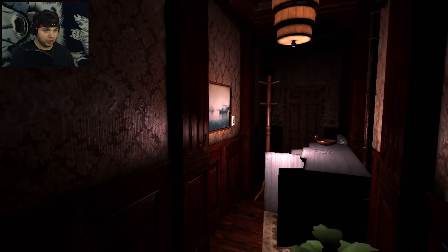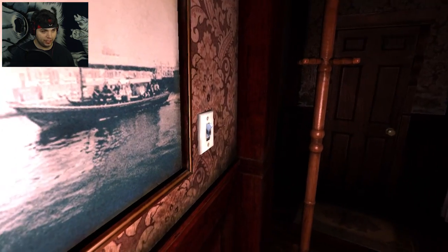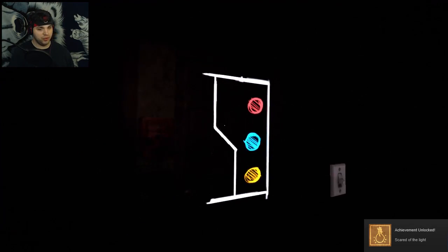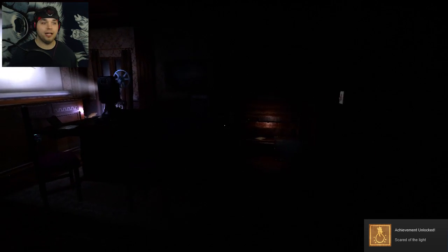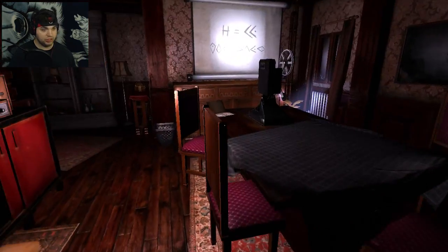I'm gonna turn this one off, too. There's probably a glowy light over here. Ha ha ha! There you are! Hello! Red, blue, yellow. Oh my god, you have no idea how long it took me to actually do that. Okay, another thing now. Turn the lights on so I can actually see.